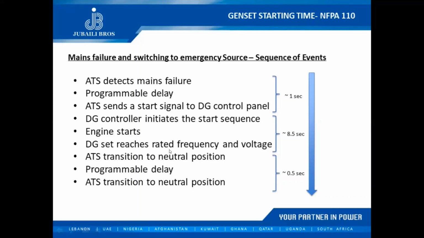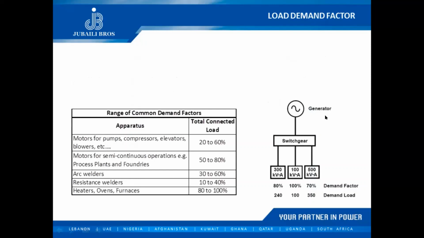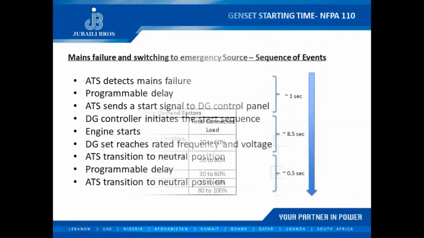So after it reaches rated frequency and voltage, the ATS transitions to neutral position, there's a programmable delay there as well, and the ATS transitions to, this is not neutral, guys, sorry, this is a typo, the ATS transitions to emergency position. So the entire process here should take 10 seconds maximum, with 8.5 seconds for the genset to reach steady state, including cranking time of the engine. Yes, including cranking time of the engine. It's very stringent, by the way. It's very tough to comply with.